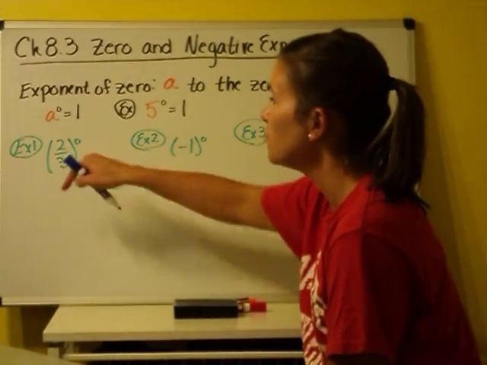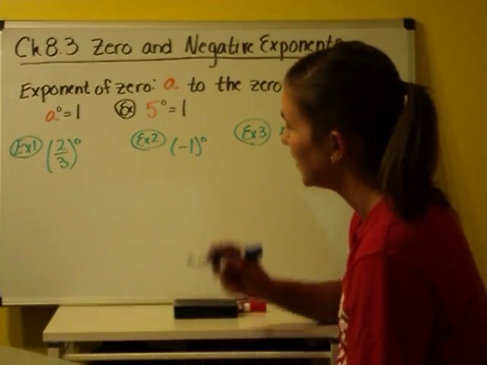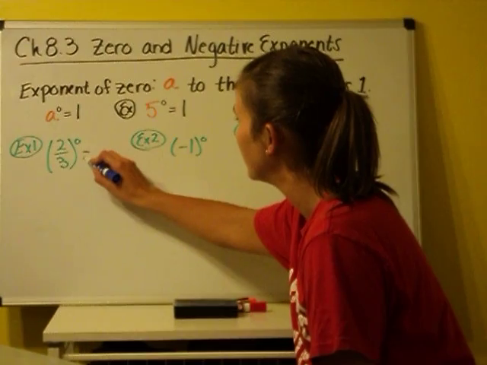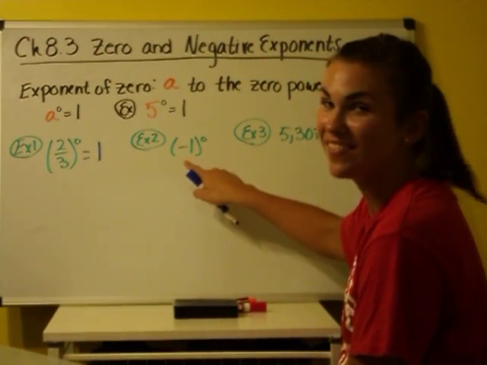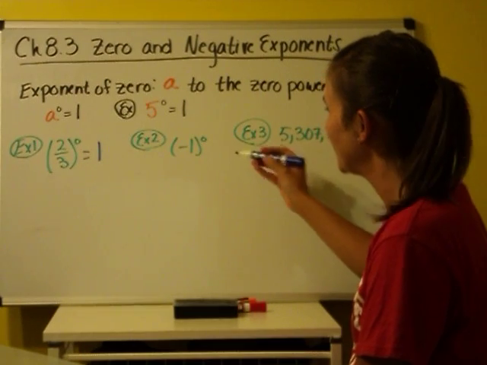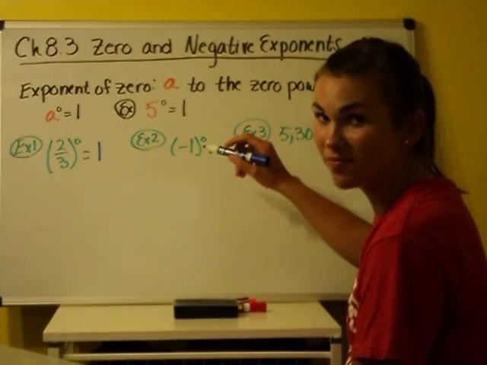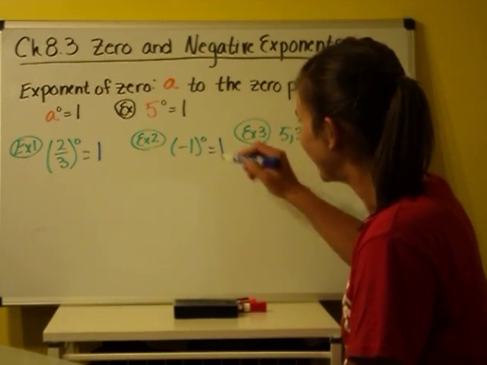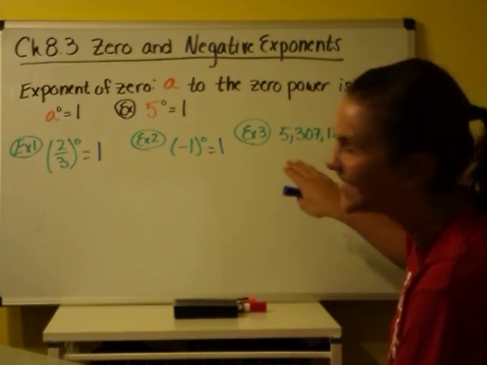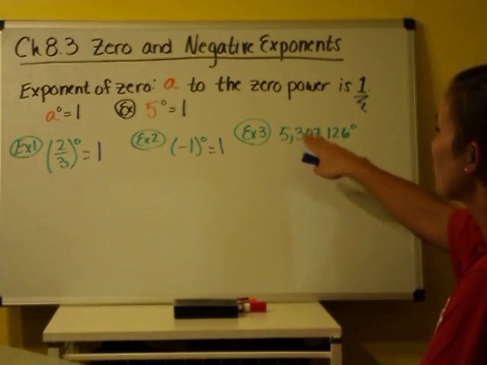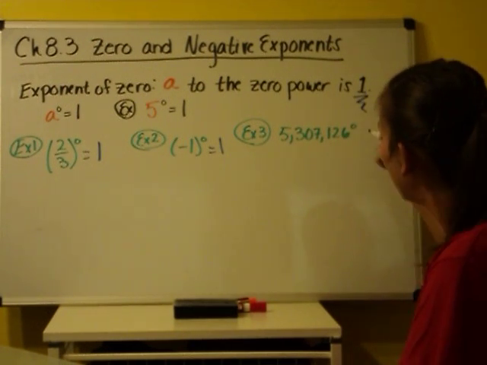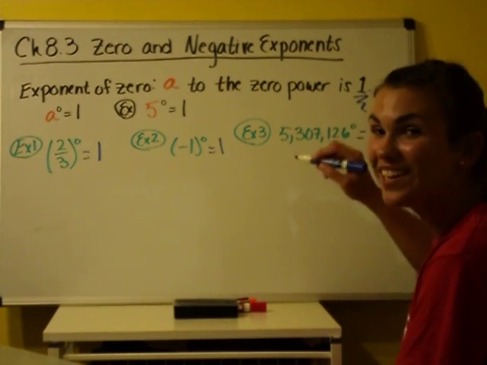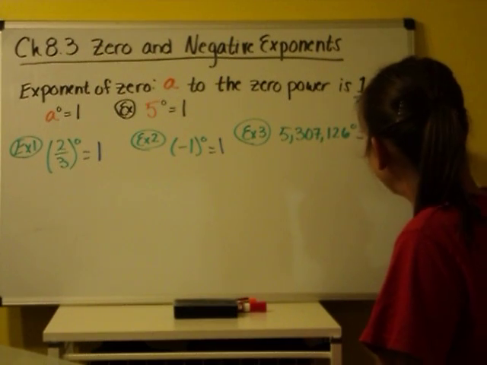Here we have 2/3 to the 0 power. That is going to equal 1. Here we have -1 to the 0 power. That is going to equal 1. And last but not least, we have 5,307,126 to the 0 power. And you guessed it, that's going to equal 1.